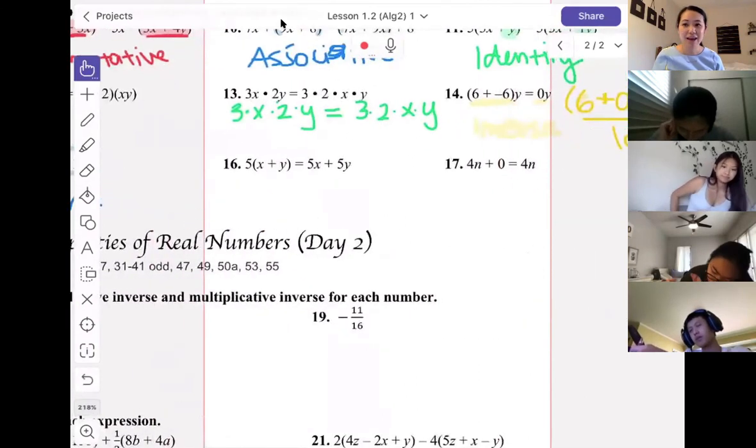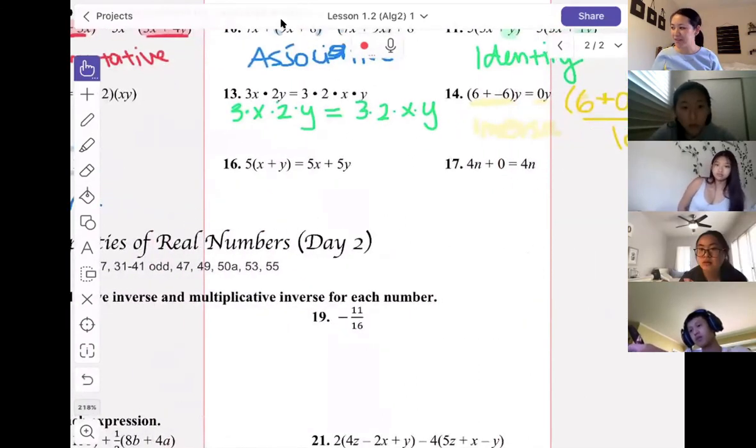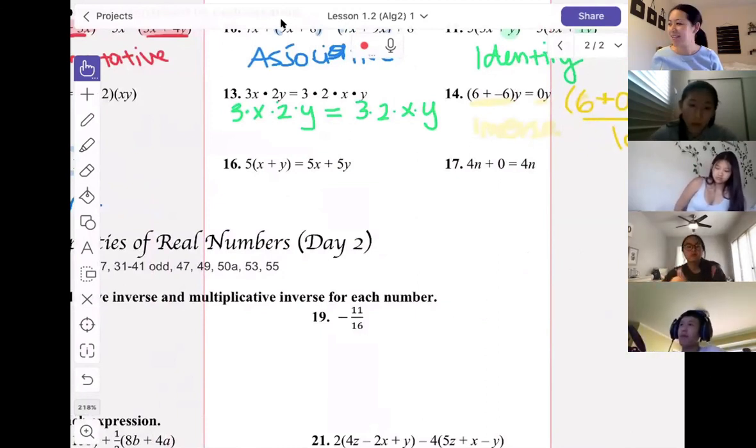All right, because of time, I know the period has ended. Let me go and give you the answer for the last two. 16 is distributive, 17 is identity.